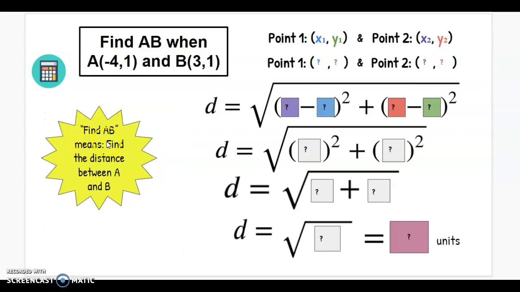You see this one right here? You just put these points in. Negative 4, 1, boop, boop. 3, 1, boop, boop. Match the colors, solve the problem.